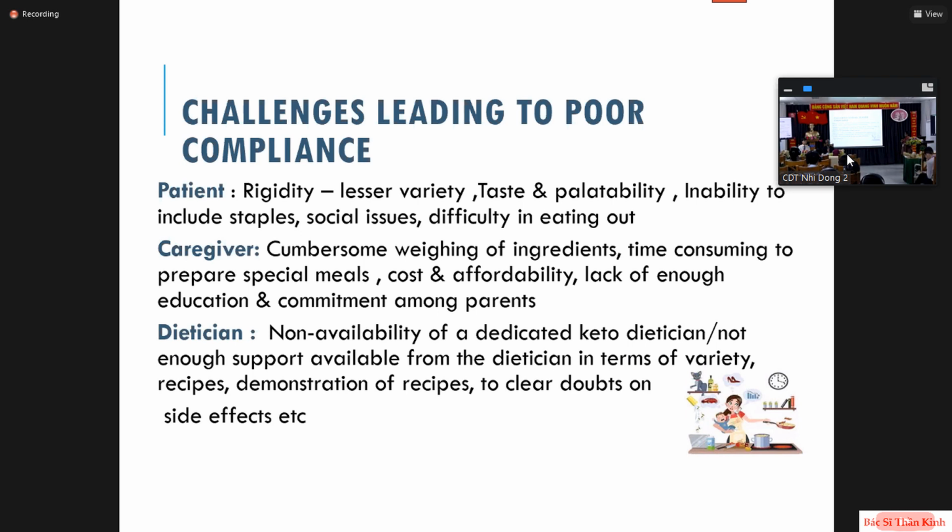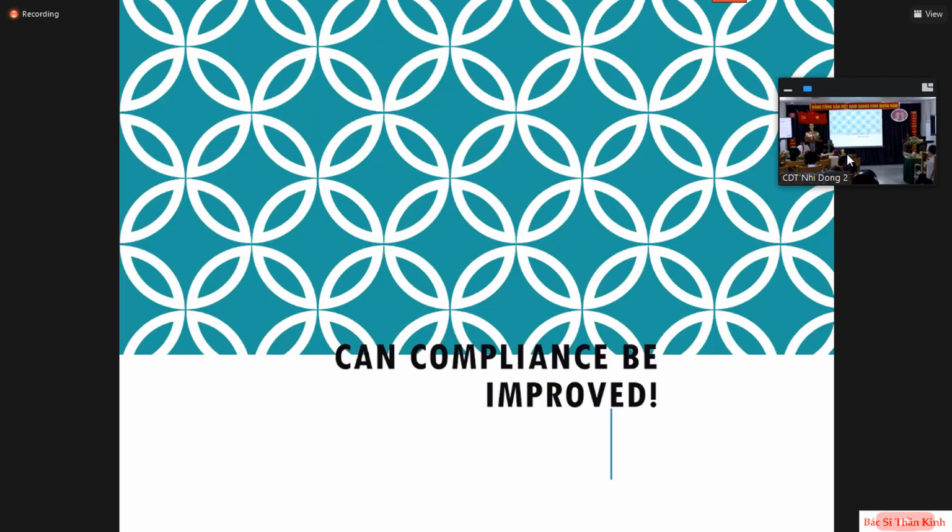a dedicated keto dietitian, or someone who doesn't have enough time to look after the requirements of the patients. And so in terms of variety, the number of recipes that she provides to the patients, demonstration of recipes, and to clear doubts on the side effects, or maybe whatever queries the patients have. So if the dietitian is not available to the patients, I wouldn't say 24/7, but very easily, then it definitely leads to a poor compliance in most of the patients.